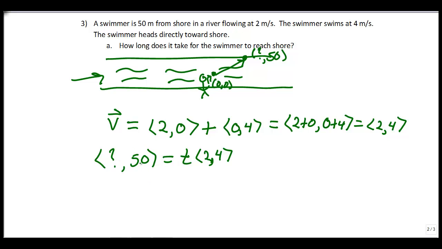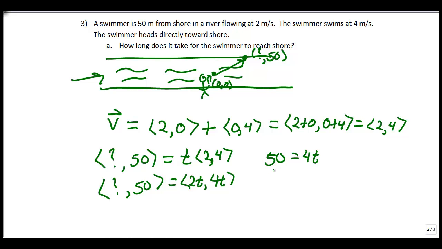Now, what's going to happen if these two vectors are equal? It means their y components are equal. So we get 50. I can distribute the t. I get 2t, 4t. And so that means the 50 has to equal the 4t. And so t is 50 fourths, which equals 25 halves, or 12.5 seconds. So that's how long it's going to take to reach shore.